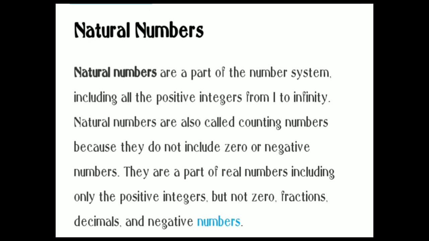Natural numbers are a part of the number system, including all the positive integers from 1 to infinity. Natural numbers are also called counting numbers because they do not include zero or negative numbers. They are a part of real numbers including only the positive integers, but not zero, fractions, decimals, and negative numbers.